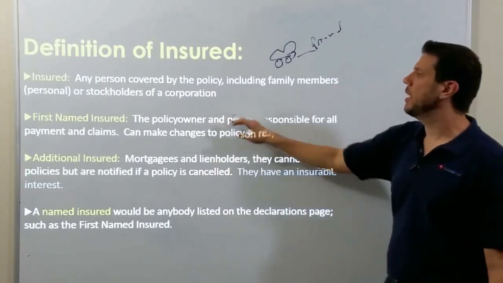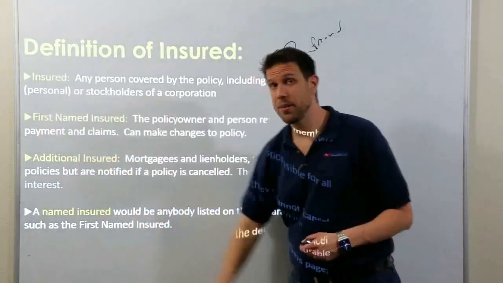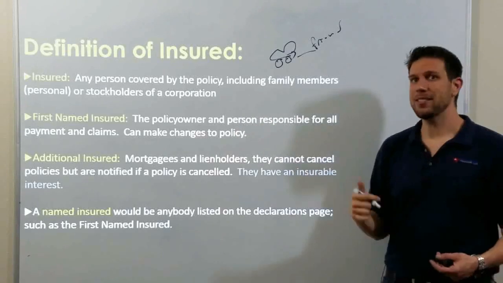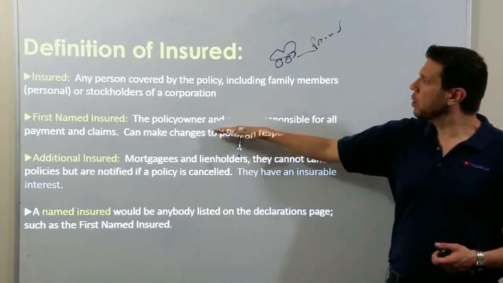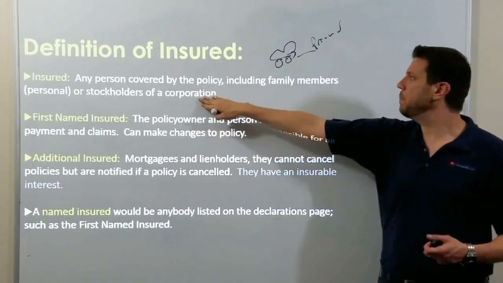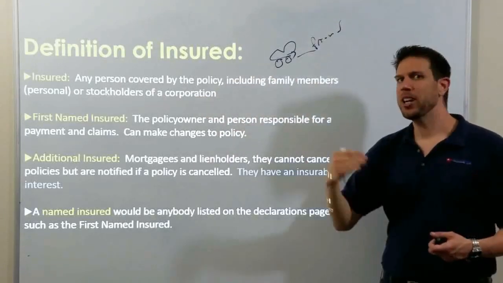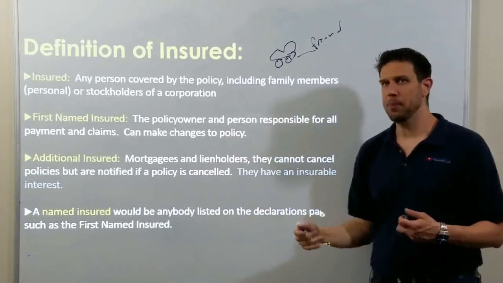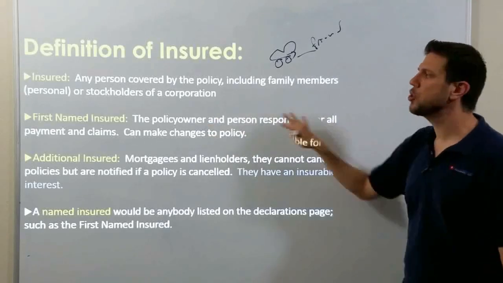The first named insured is the person whose name comes first. The first named insured is the policy owner, and that's the one who has to pay the bill. That's the one who can cancel it. In personal insurance, like home and auto, first named insured doesn't really matter. But in business insurance, you can have multiple subsidiaries. So whichever company comes first on the policy, that's the actual owner of the policy. The first named insured is the only person who can make changes to a policy.